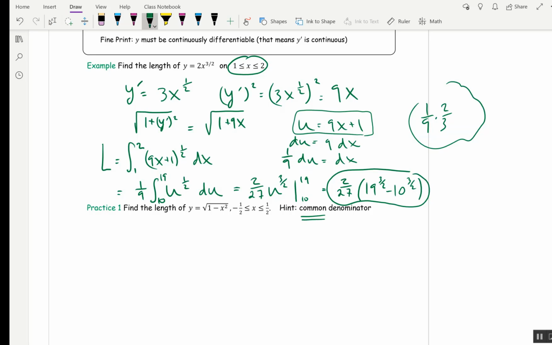One, you're going to need a common denominator for y prime squared plus 1. You'll have to write that with a common denominator.